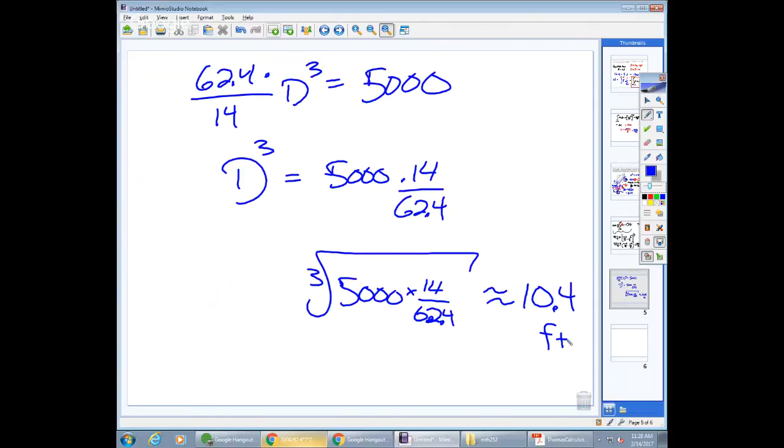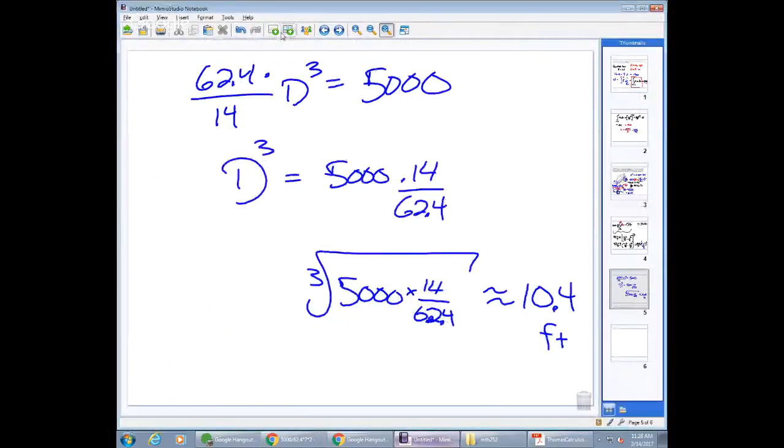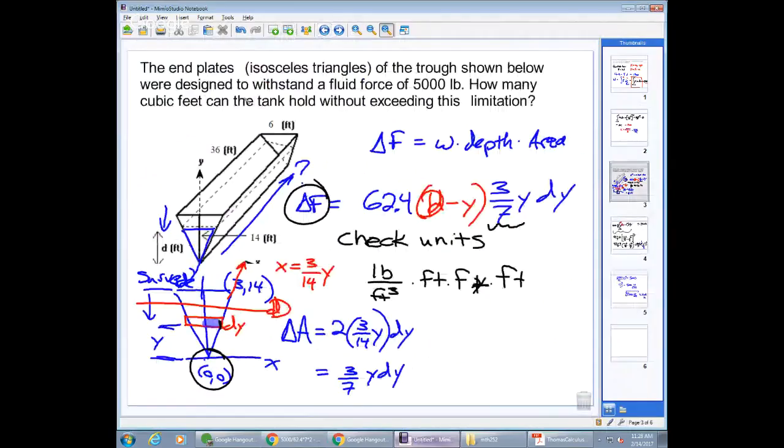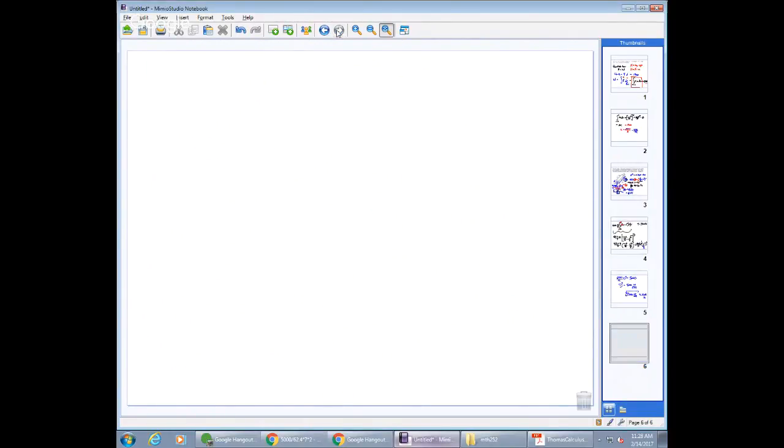Almost done. What was the question? Oops. Question was, I think you had to find the volume. All right, how many cubic feet can the tank hold? All right, so volume isn't too bad. We could do it with calculus or without. So one thing to consider, here's my triangle there, something like that.